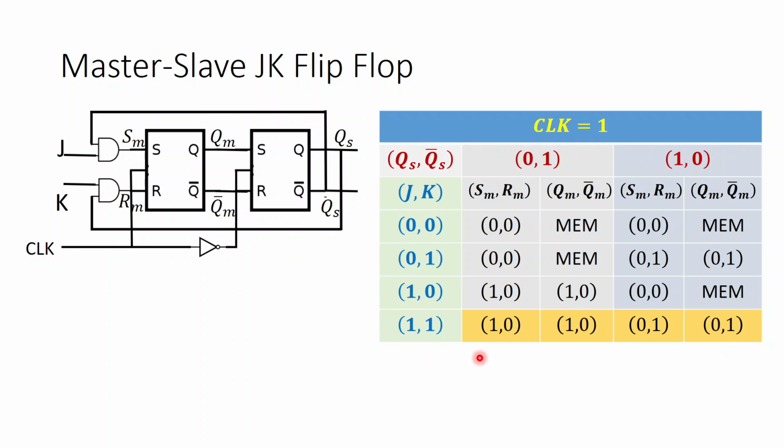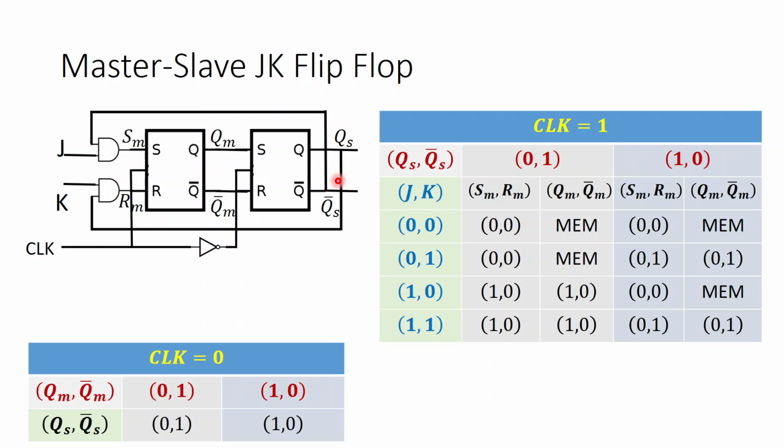Okay, but now please understand these outputs are for QM bar, right? Not QS bar. But when we are studying the circuit as a whole, we need to understand what is the change in the output QS bar. Okay, but for clock equals 1, this is not changing. This will change when clock is 0, and when clock is 0, the change is very direct. Whatever QM bar is, you will see that in QS bar. So this is what you see when clock is 0, whatever is QM bar, that comes to QS bar, right?